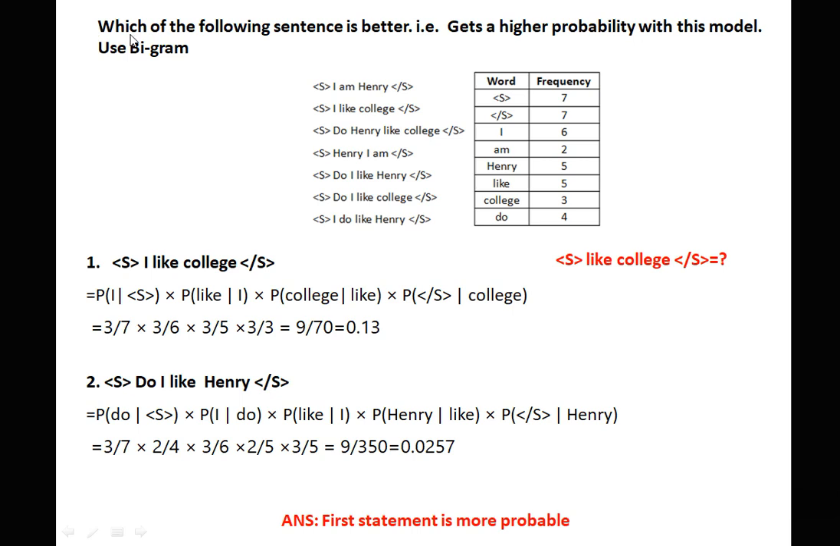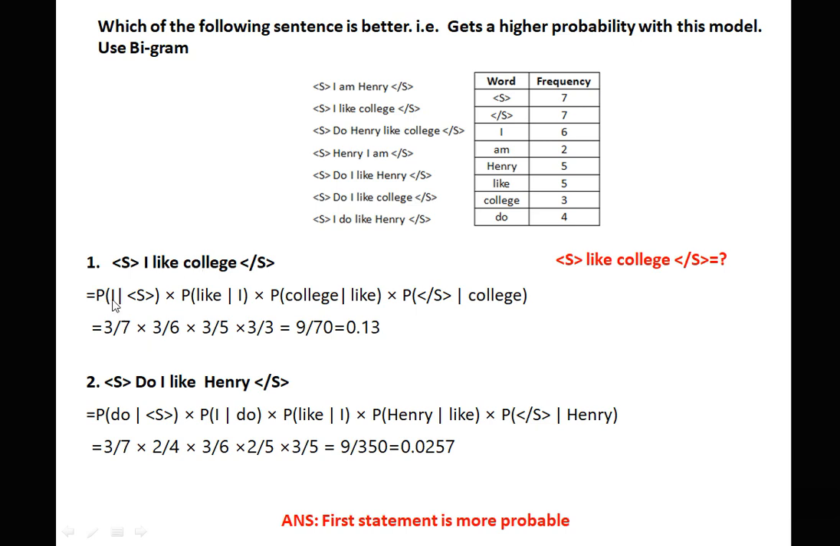Now see the next problem. Which of the following sentences is better? That is, which gets higher probability with this model? Use Bigram. Now this is our problem, and this is the frequency. Now the sentence is I like college. We require to calculate the probability of this sentence using the Bigram model. Now here we first calculate the probability of I with respect to S, because we require to check one word as a previous history. We calculate the probability of like given I, probability of college given like, probability of the end of the sentence given college.